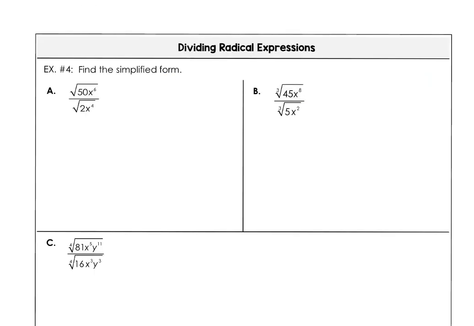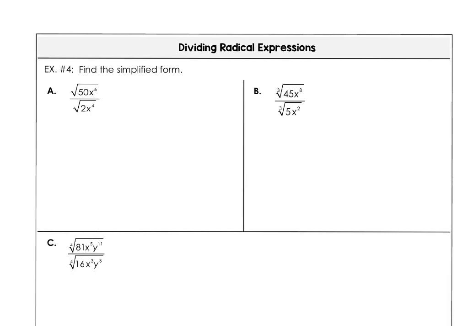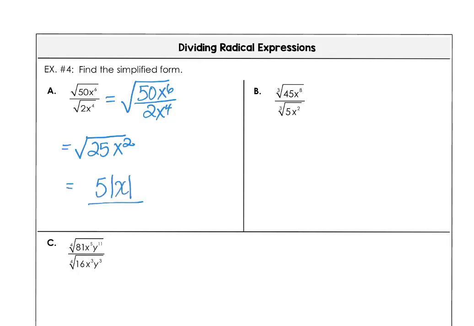In example 4, we're moving on to simplified form for quotients. And I want to practice with getting the radical as one radical of a division problem. So we've got 50x to the 6th divided by 2x to the 4th, which is going to simplify down to 25x to the 2nd. And both of these are perfect squares, so we're going to end up with a final result for a principal square root of 5 times the absolute value of x.